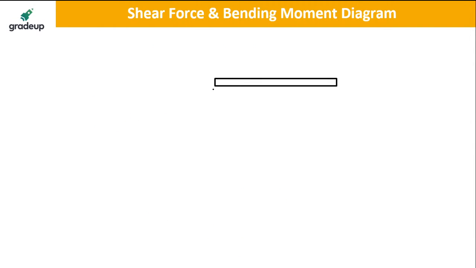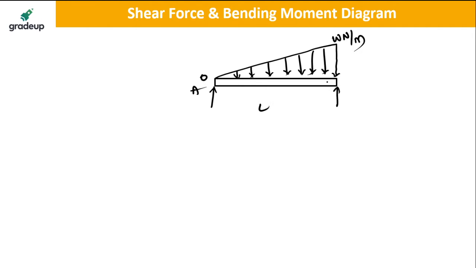So my dear friends, if you see, there is a UVL acting here with zero magnitude on the left side and maximum W per unit length on the right side. So this is 0, this is W per unit length, that is Newton per meter, length is L, this point is A, this point is B. So what is the value of RA and RB? Your RA is equal to total load, that is half W into L, divided by the total length, and the distance of the load from the other end.